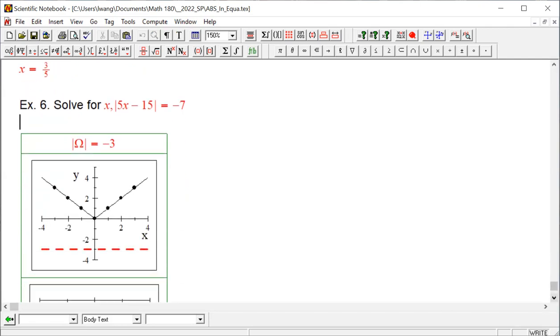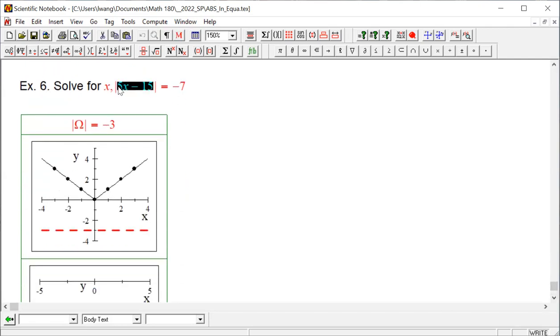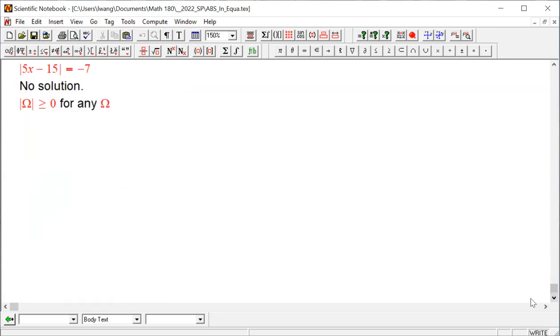Now let's look at number 6. The absolute value of omega equals -7. In that case, it's our third case, and there's no solution. Therefore, this equation has no solution.